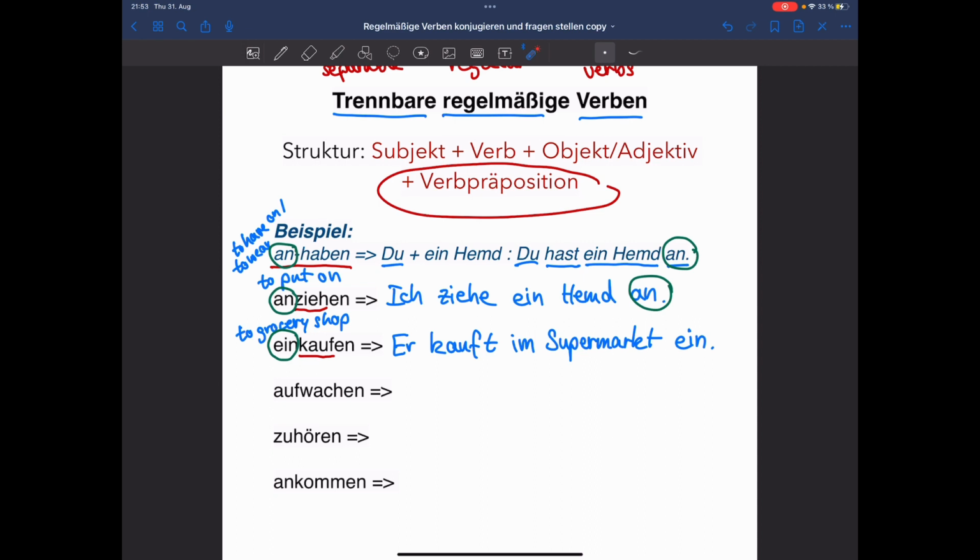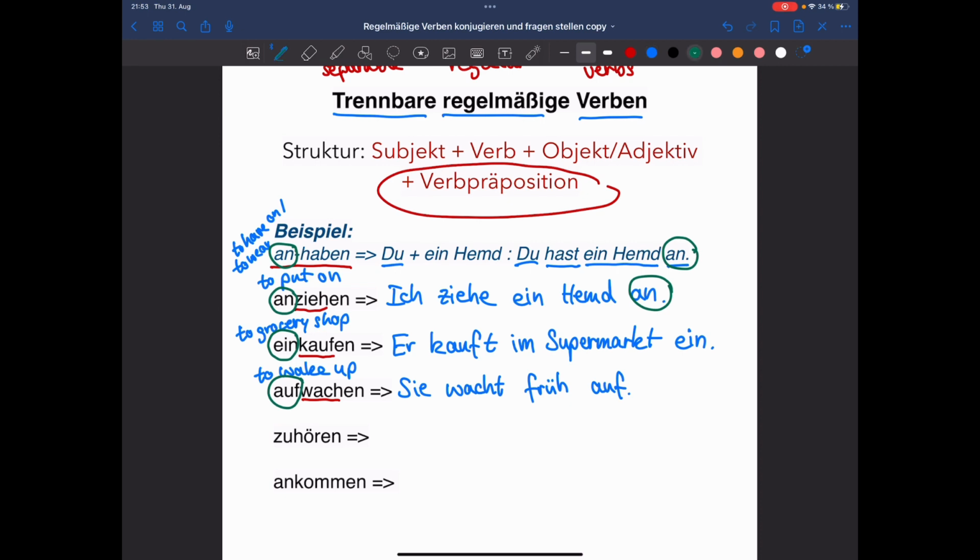Aufwachen. Aufwachen means to wake up. The verb preposition is auf. The verb stem is wach. And let's make a sentence with sie, singular. Sie wacht, let's use früh auf. Früh means early, so she wakes up early. Sie wacht früh auf. Perfect.